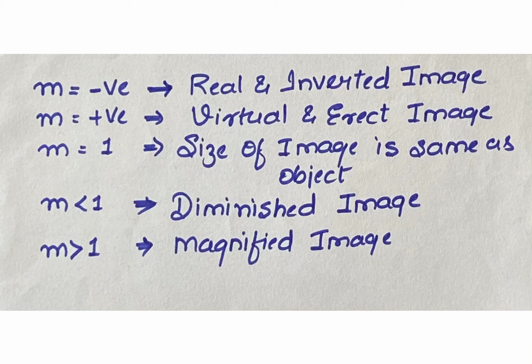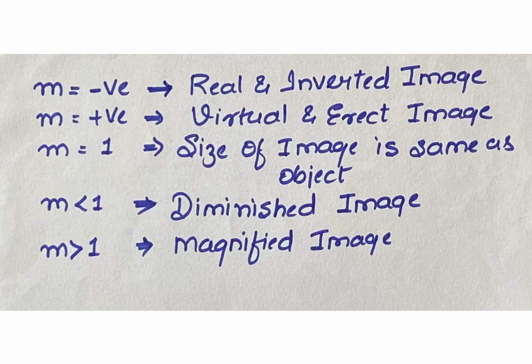Suppose that we are getting an image whose height is 2 centimeter, and the height of the object is 4 centimeter. If we find the magnification, it will be 2 by 4, that is equal to 1 by 2, which is equal to 0.5, which is smaller than 1. So we can say that in any case, if m is smaller than 1, that is, the height of the image is less than the height of the object, then it represents a diminished image. Now if m is greater than 1, it represents a magnified image or enlarged image.